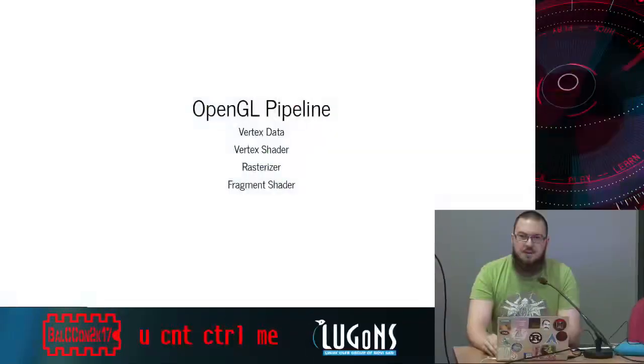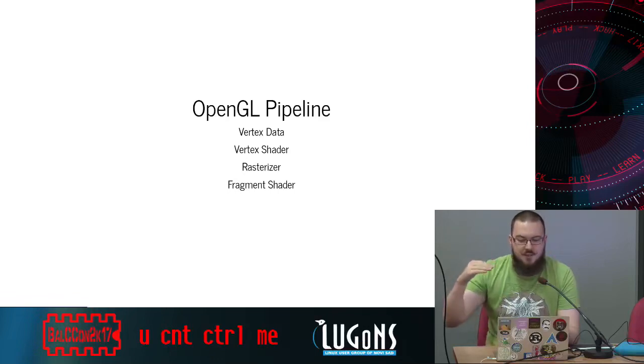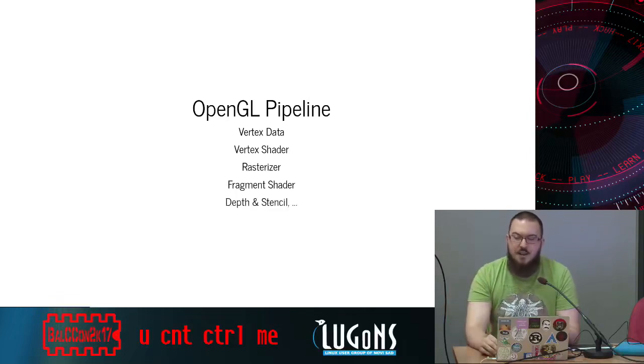And the next step in the pipeline is the most important part. It's the fragment shader. This is doing the coloring. So we have the vertex data, the shader, the rasterizer, and now the fragment shader knows where to draw, and you need to tell it what color you want it drawn. And after that, there's some other stuff applied, and the image is going to be displayed on the screen.